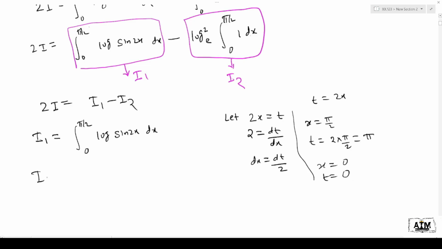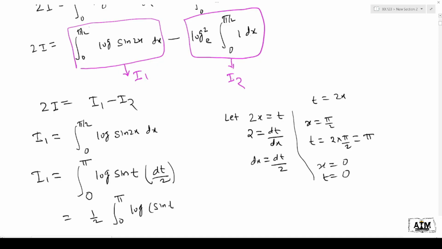Therefore I1 equals, with the new limits. What are the new limits? In place of 0 it is 0, but in place of pi by 2, now we get pi here. Here is a log, here is a sine, and in place of 2x, t will come, and in place of dx, it is dt upon 2. So this equals 1 by 2 taken common, integral 0 to pi of log of sin t with respect to t.